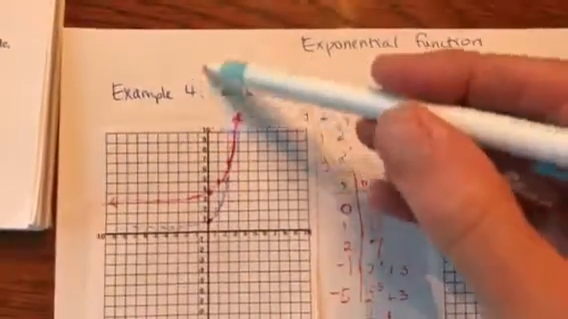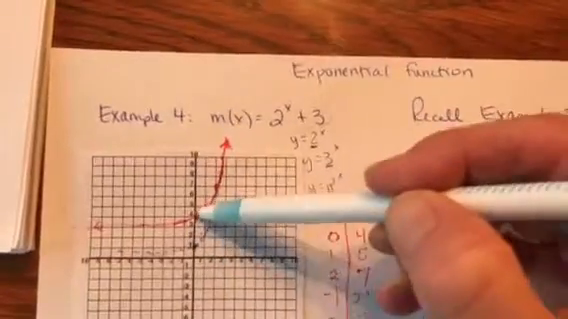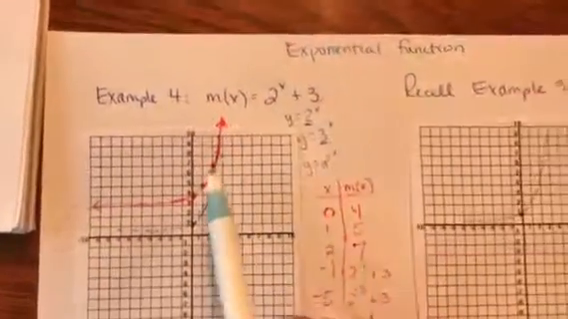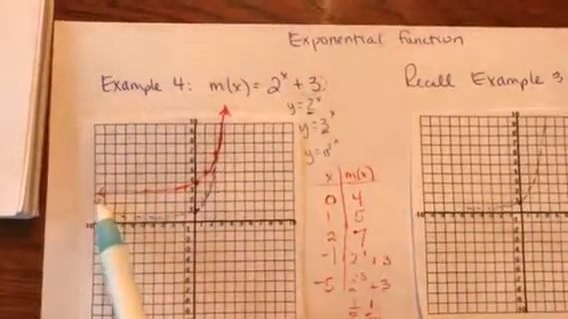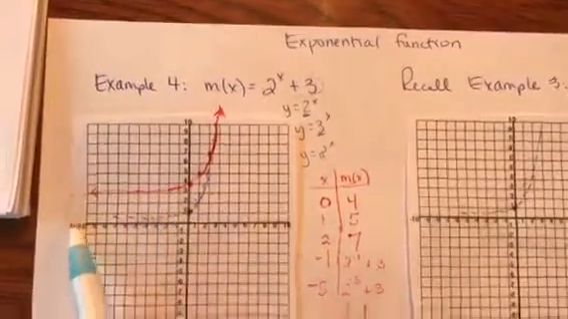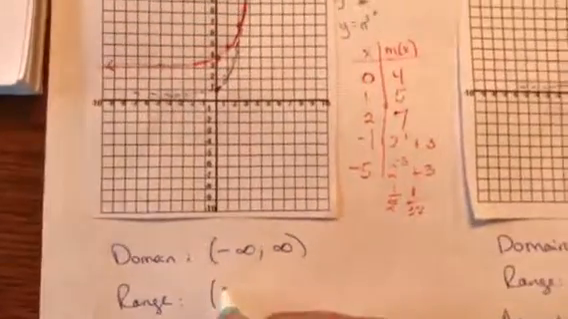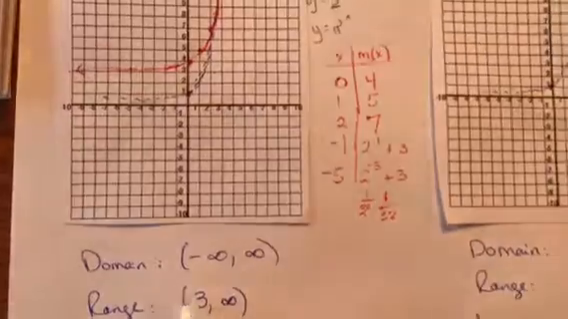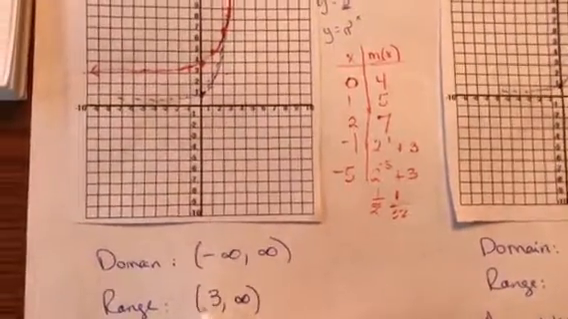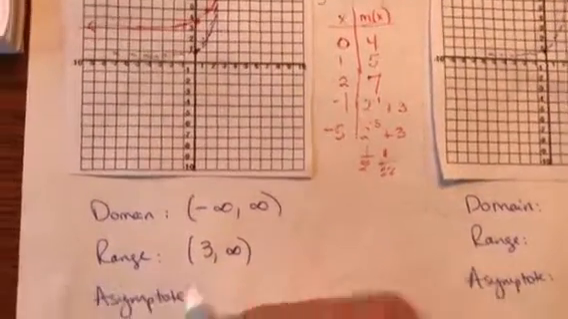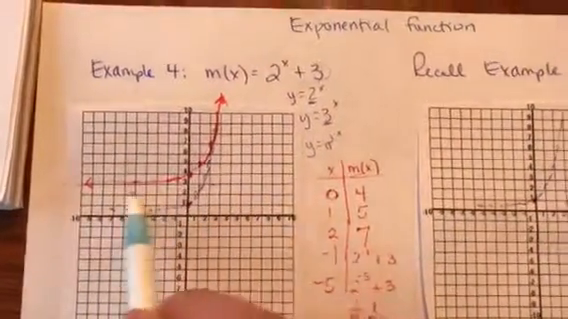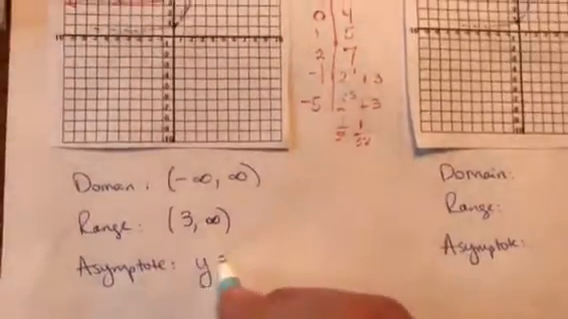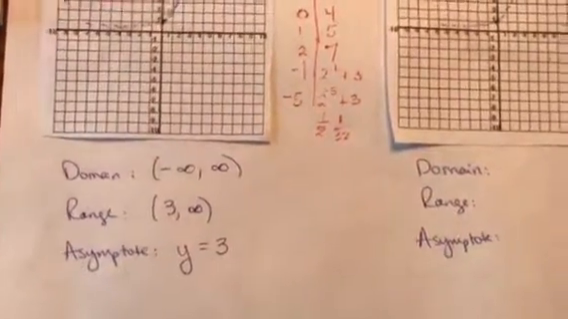Your range is how high and how low does it go. Well, you can show it's going up to infinity, but it's never going to hit anything. It's not going to hit 3 or ever go below 3. So my range looks like 3 to infinity. Remember, this is a parenthesis because it doesn't touch 3. It just gets really close to 3. My asymptote is the horizontal line right here of y equals 3. Okay, so there you go.